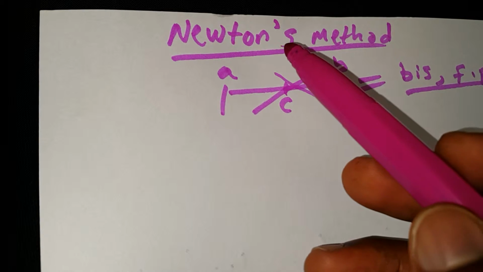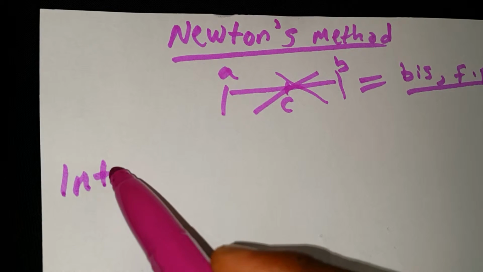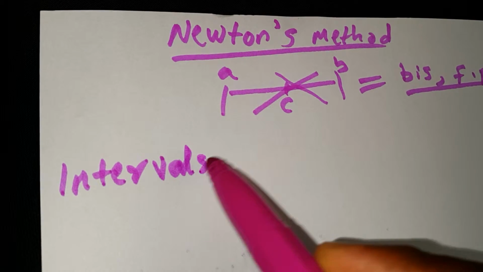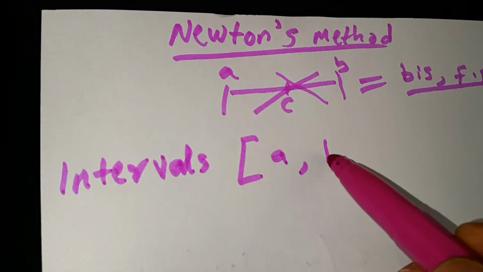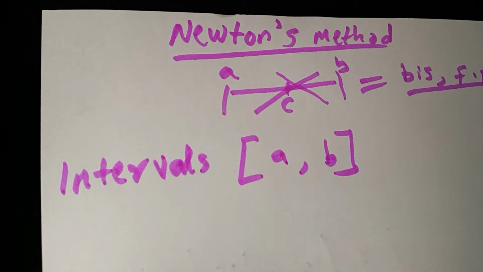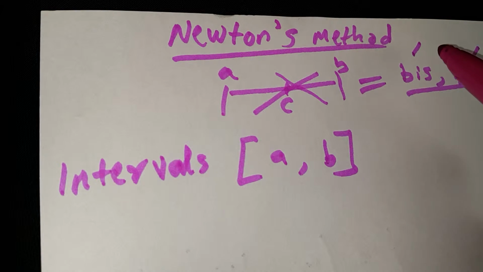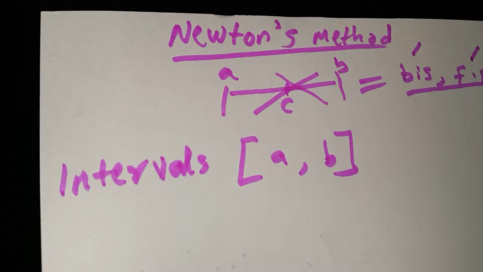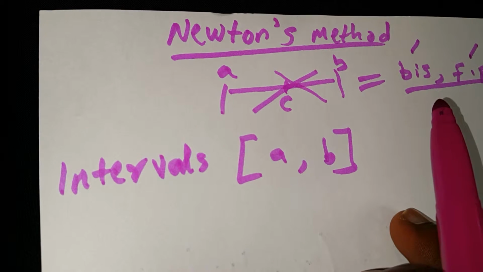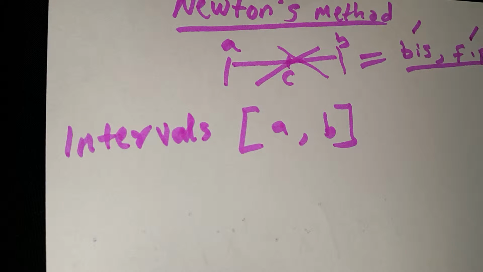When you are talking about Newton's method, the first thing you need to know is the interval. Here, you have to know the interval from A to B. In bisection before, we also knew the interval. In false position, we know the interval, and we already solved how we can find the intervals. So if you are talking about Newton's method, the first thing to bear in mind is the interval. You need to know the intervals.